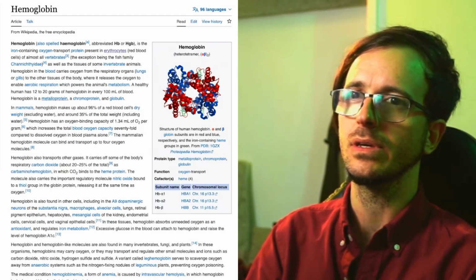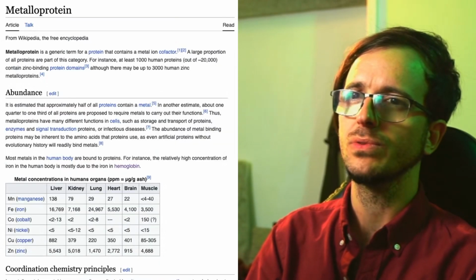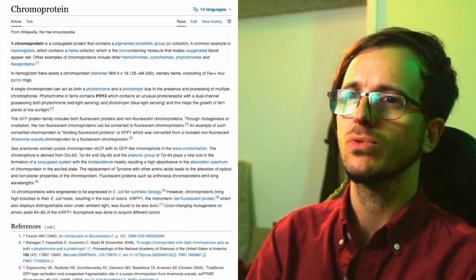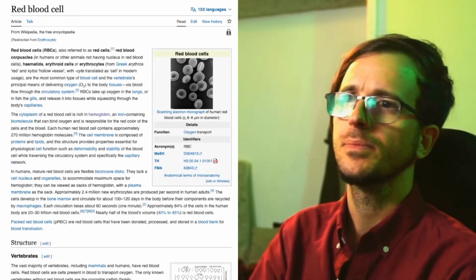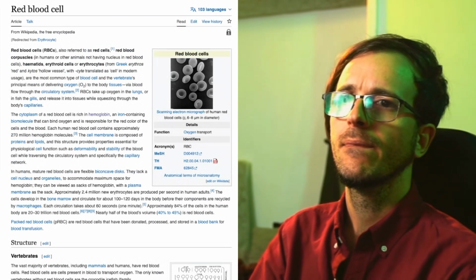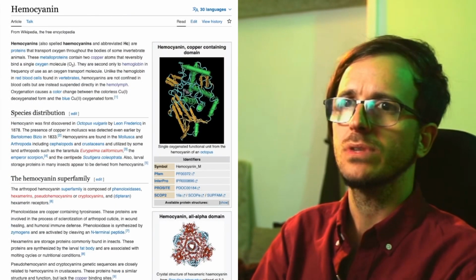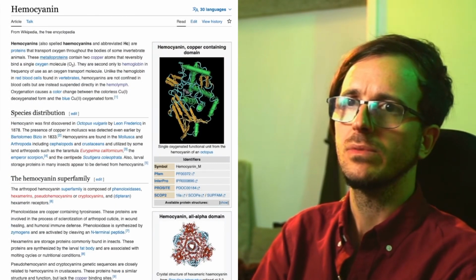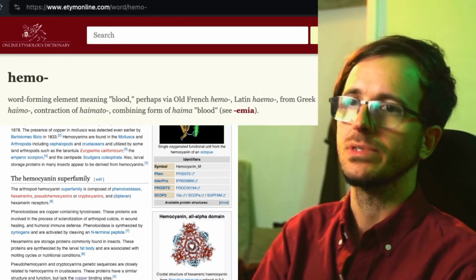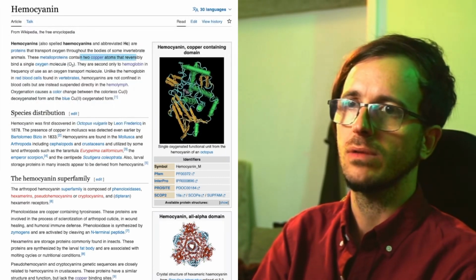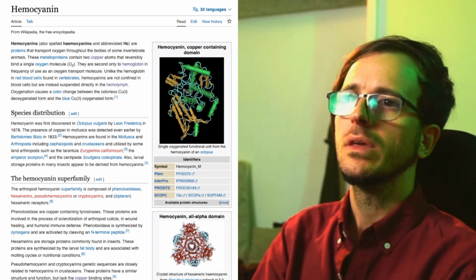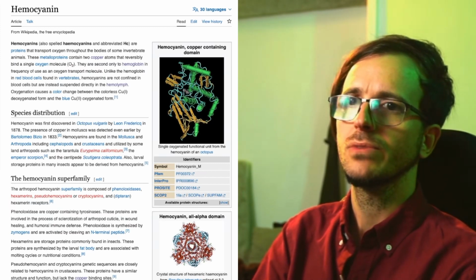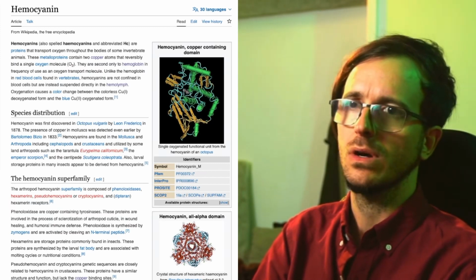Hemoglobin is a metalloprotein, a chromoprotein, and globulin. Hemocyanins are proteins that transport oxygen to the bodies of invertebrate animals. Metalloproteins, again hemo, contain two copper atoms that reversibly bind a single oxygen molecule. They are second only to hemoglobin in frequency of use as an oxygen transport molecule.